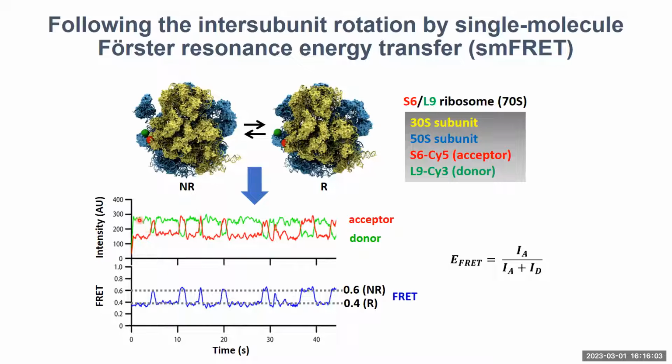And a typical trace from one ribosome is shown here, where the donor fluorescence is shown in green, the intensity of acceptor fluorescence is shown in red, they are anti-correlated, and the resulting FRET is shown in blue. You can see that FRET fluctuates between a lower, 0.4 FRET state, which corresponds to a rotated conformation of the ribosome, and a higher, 0.6 FRET state, which corresponds to a non-rotated conformation of the ribosome.